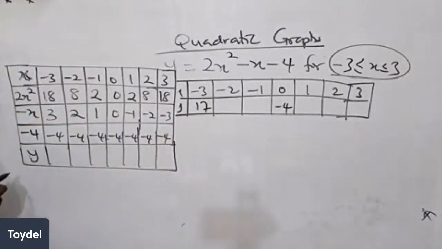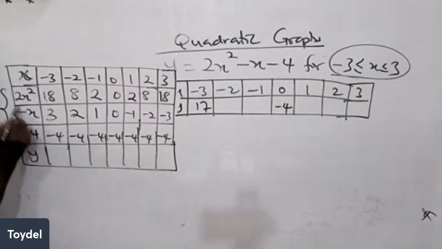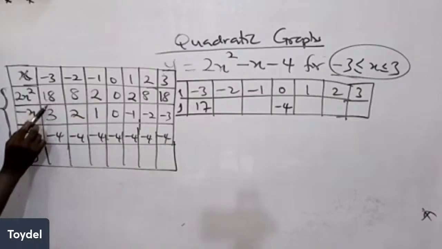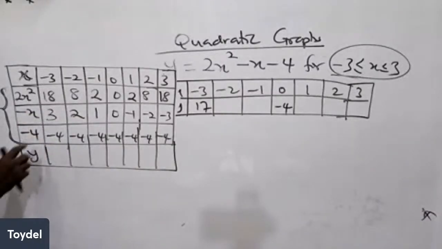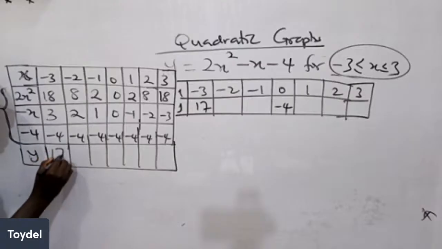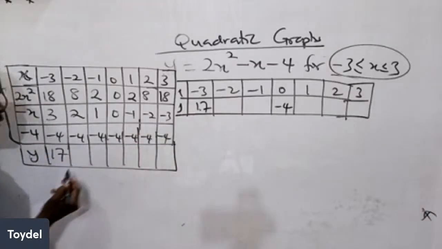So what is y? y is addition. You add everything together here in order to get y. Add everything from here to here. You add everything together to get y. 18 plus 3 is 21. 21 minus 4, that's 17. That's where they got their 17 from.